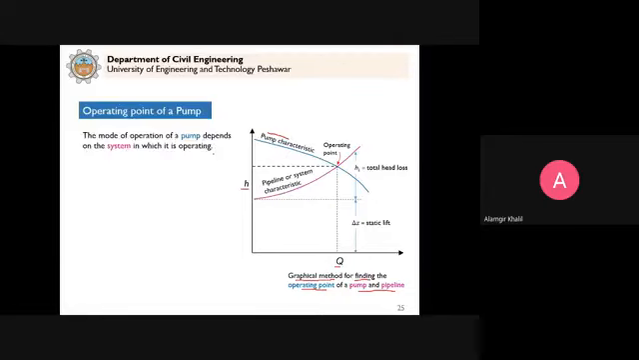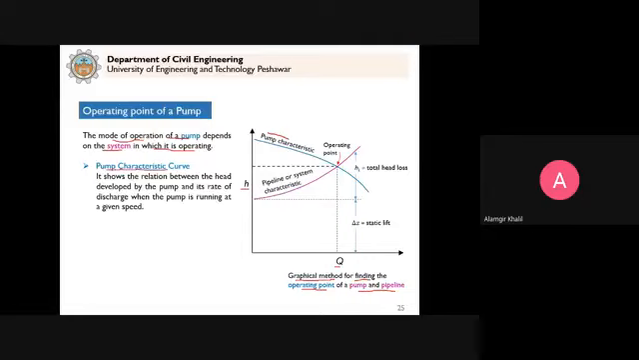So the mode of operation of a pump depends on the system in which it is operating. So we have the pump characteristic curve, and we already know that it shows the relationship between the head developed by the pump and its rate of discharge when the pump is running at a given speed. So this is known as the pump characteristic curve. It shows the characteristics of that specific pump. Clear?